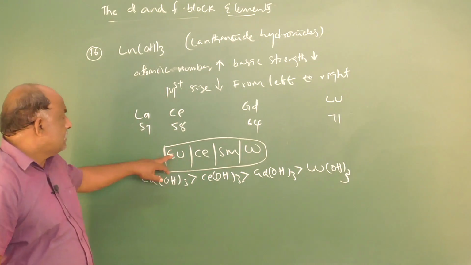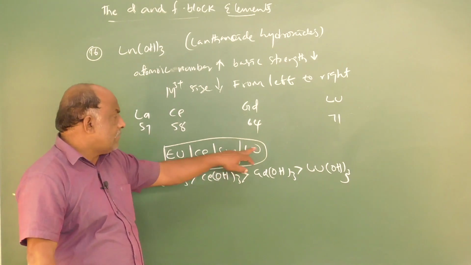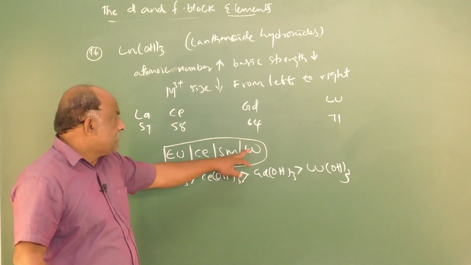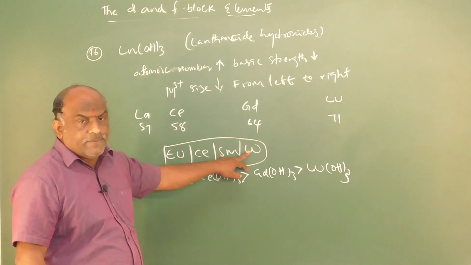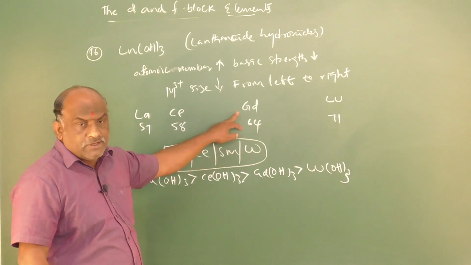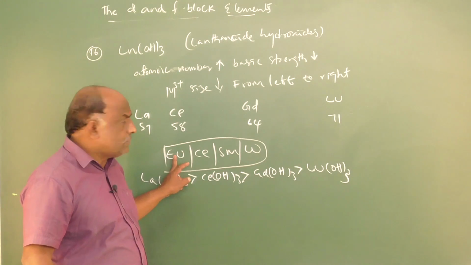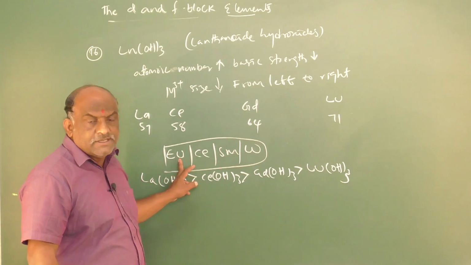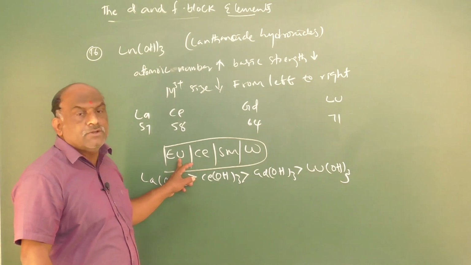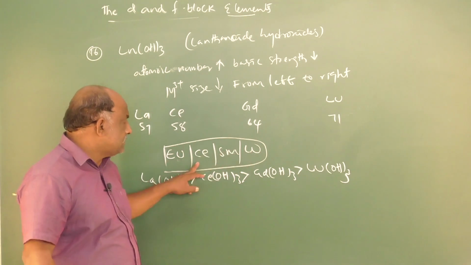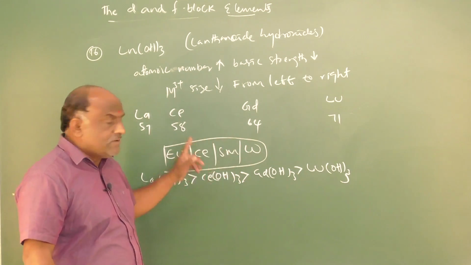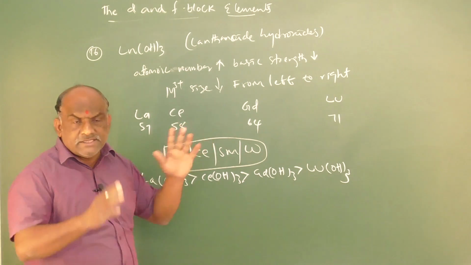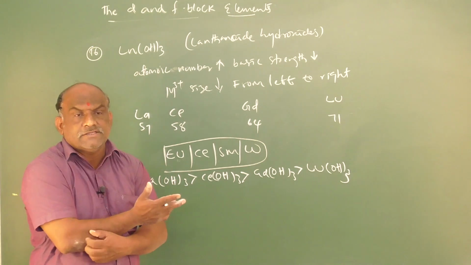So here we have europium, cerium, samarium, lutetium. Cerium is 58, lutetium is 71. Before gadolinium 64, 63 and 62 are europium and samarium. So out of these 4 elements, which element is first? The first element is cerium only. The starting elements are strong bases, the starting metal hydroxides.